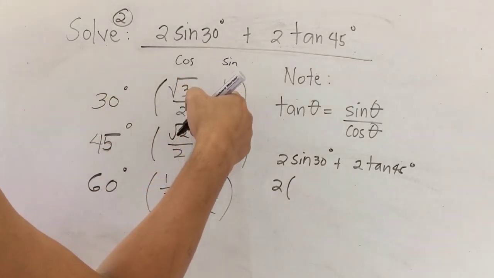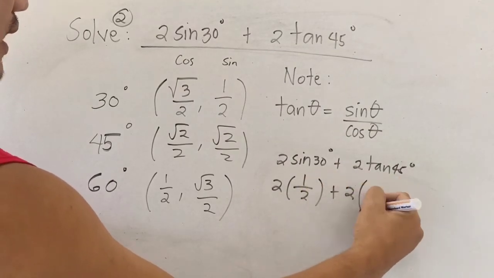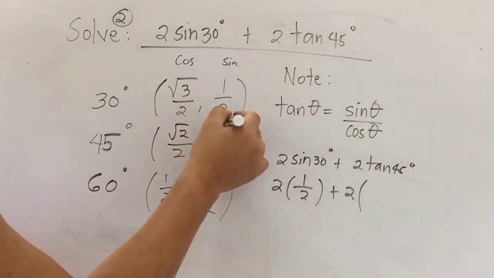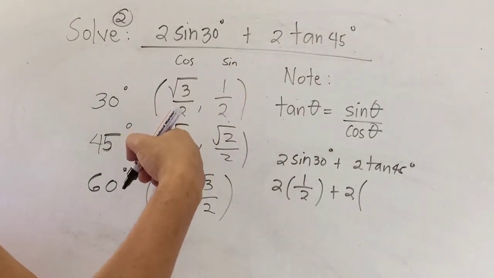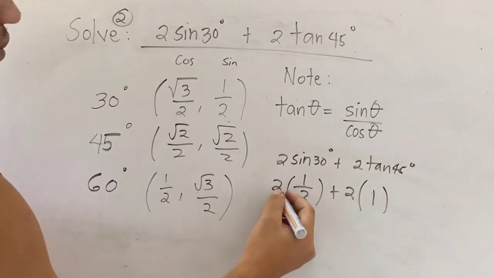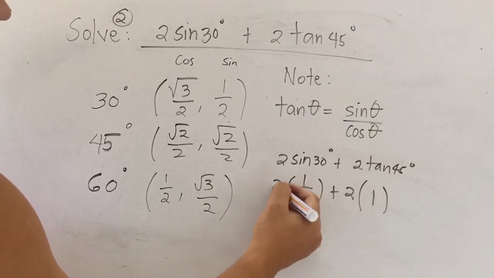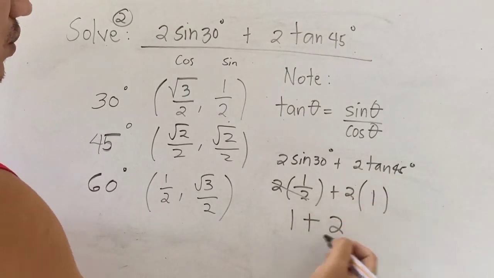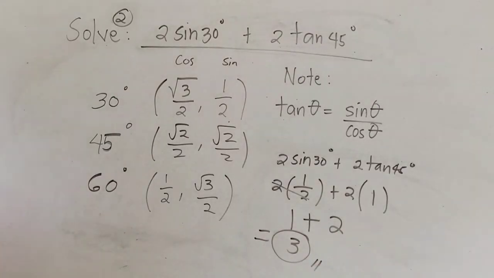Ang ating sine value, second element, 1/2. Next, plus 2 times tangent 45. Nasolve na natin kanina ang tangent 45. Sine divided by cosine, or square root of 2 over 2 divided by square root of 2 over 2. Ang sagot pa rin ay 1. Kaya ito ay 2 times 1/2. Dalawang kalahati, which is 1. 1 na lang ang matitira. Plus 2 times 1 is 2. 1 plus 2, the answer is 3. Therefore, 2 sine 30 degrees plus 2 tangent 45 degrees is equal to 3.